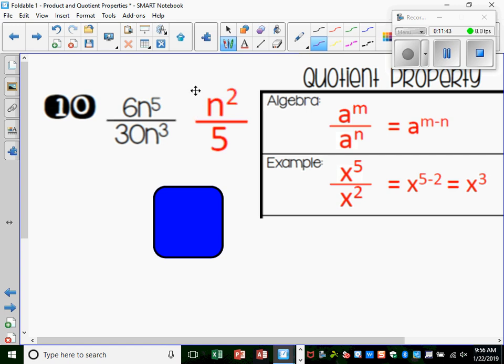Now, you don't need to write the 1 at the top when there's a variable there, because technically we don't write 1 as a coefficient. But if the variable hadn't been there, we would definitely have to put 1/5. But since the variable is there, you leave the 1 out.